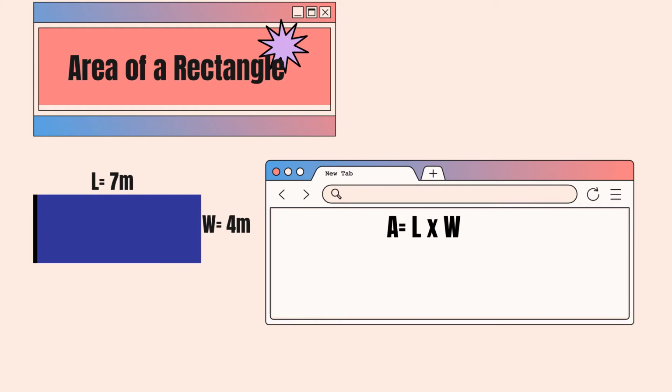Area is equal to length times width. By substitution, the length is equal to 7 meters and the width is equal to 4 meters. Now you're going to multiply 7 and 4. What do you think is the product? Very good, that is equal to 28. The unit of measure that we're going to use is square meters. Remember that if you are going to solve for the area of any plane figure, the unit of measure is always expressed in square units.